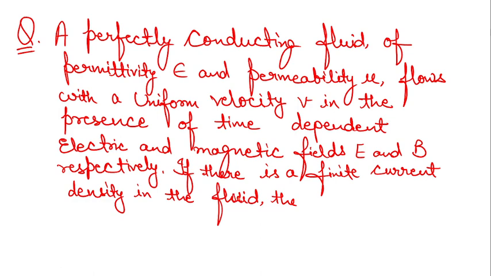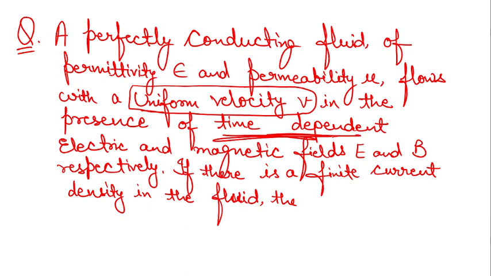Now here, till this point whatever we have considered, I would like to talk something about it. Look at this, the question statement is only this much. If you focus on it, they are talking about a perfectly conducting fluid which has the permittivity epsilon and the permeability mu. In that case it flows with a uniform velocity. So this point is important, it is flowing with a uniform velocity, in the presence of time dependent electric and magnetic fields. So our electric and magnetic fields are time dependent here. If there is a finite current density in the fluid, then what?